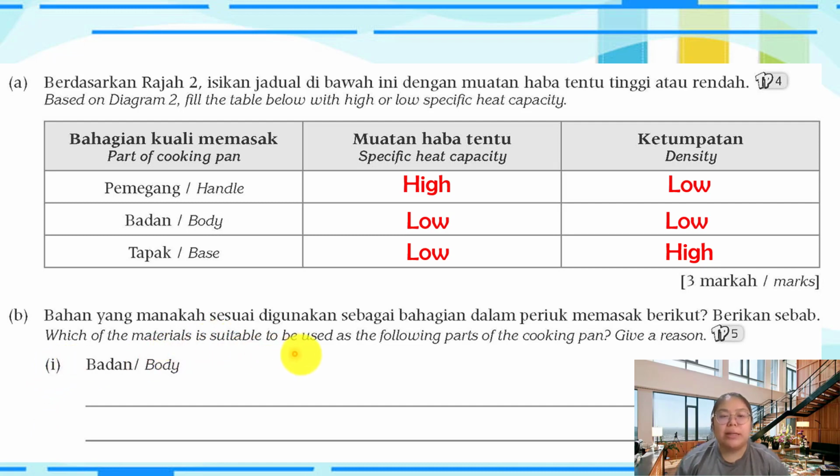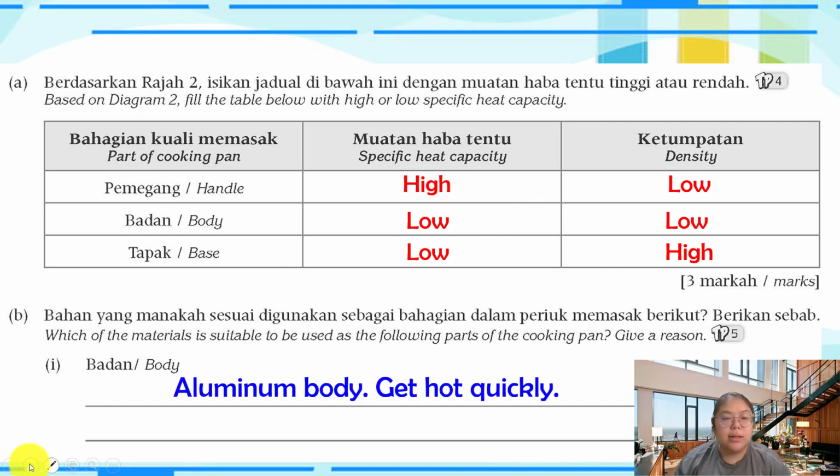Okay, now which material is suitable to be used for the following parts of the cooking pan? Give the reason. So for the body, we choose from the table just now. For the body we mentioned already, I want the low specific heat capacity. So from there, we choose from the table just now. So we choose the aluminium body because it can get hot faster. Because for aluminium in the diagram just now, they show the specific heat capacity is low. So we get aluminium, then we give the reason.